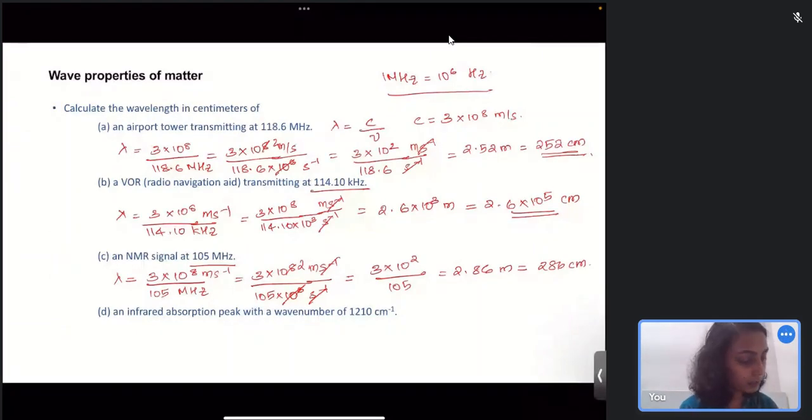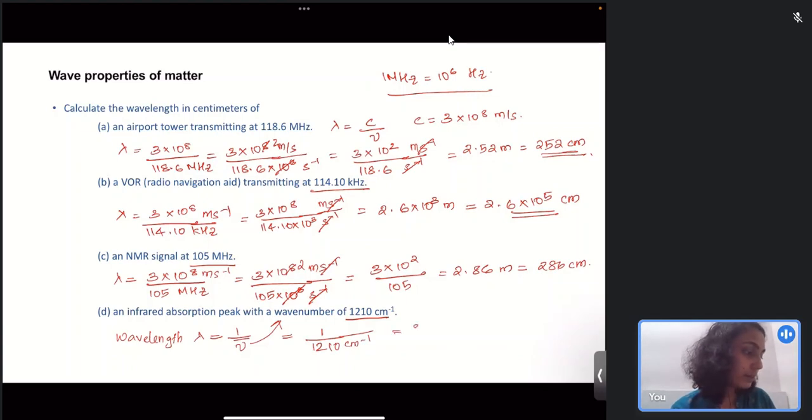The last one is to find the wavelength in centimeter for an IR absorption peak with a wave number of 1210 centimeter inverse. Wavelength can be calculated from a wave number using the formula lambda is equal to 1 by nu bar, where nu bar is the wave number. So this is 1 divided by 1210 centimeter inverse, which is 8.2 into 10 to the power minus 4 centimeter.